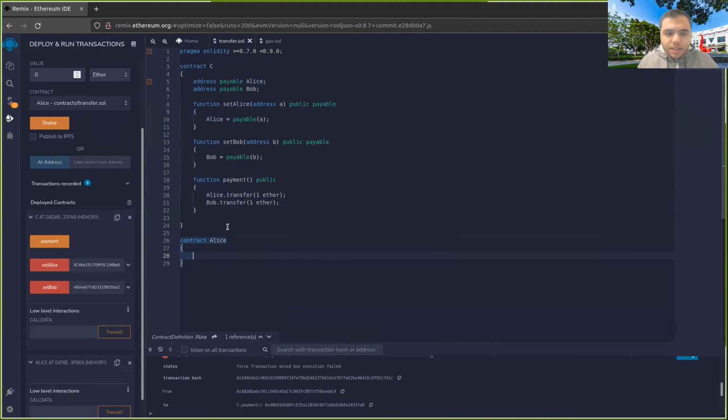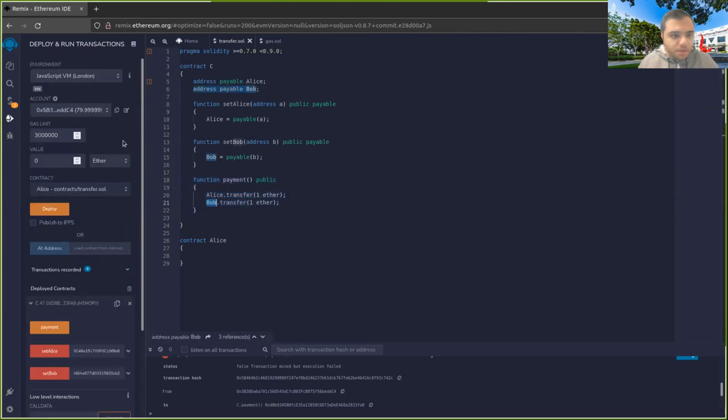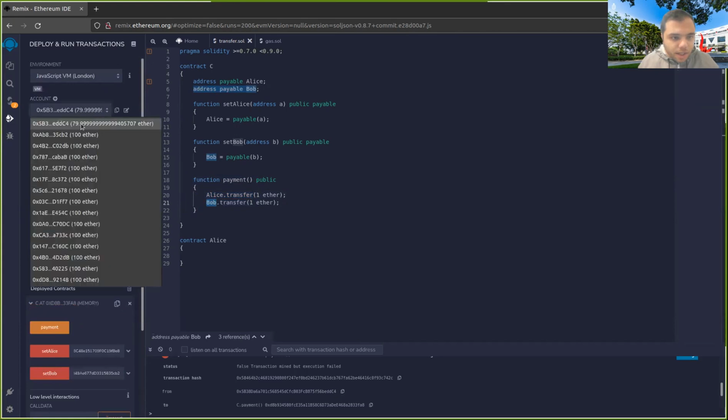And when you trigger an exception in transfer, the exception basically just cancels the whole transaction. So there was an exception here, so the whole call to payment was canceled, which also means that the second transfer did not go through. So if I look here at Bob's balance, it was 100 Ether before, and it's 100 Ether now. So Bob is not paid either.